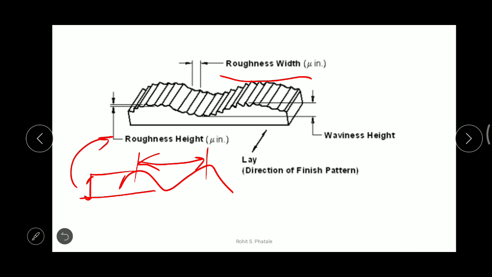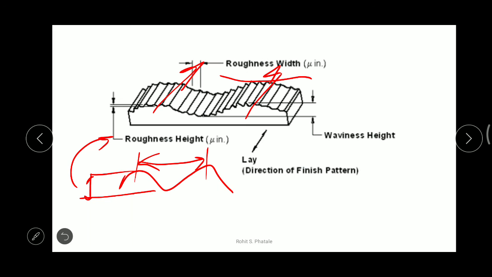Then this is the lay direction. The tool on the workpiece has moved in this direction. There are two conditions in order to cut the workpiece: either the workpiece remains fixed or the tool remains fixed. If the workpiece is fixed, then the tool is rotating or moving, or if the tool is fixed, then the workpiece has to be rotating or moving.